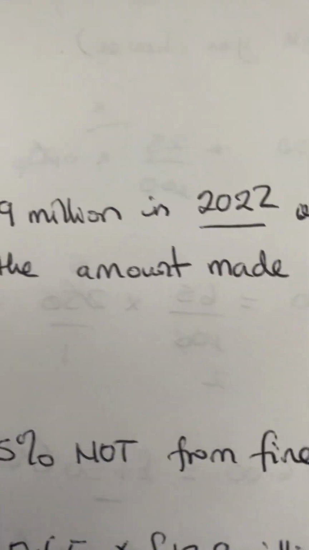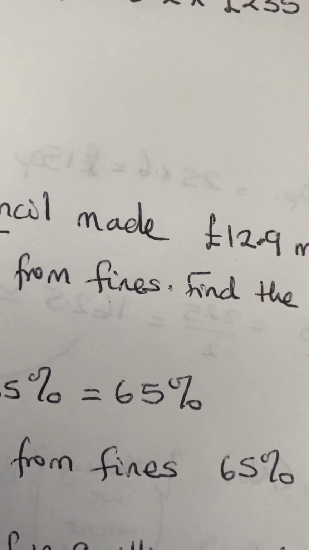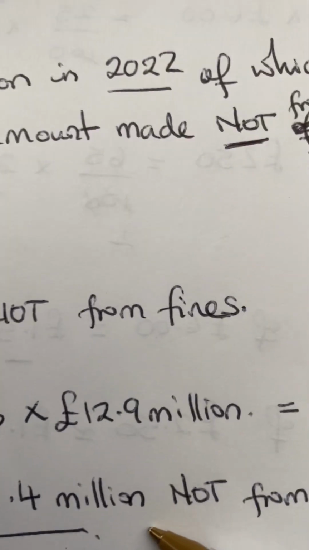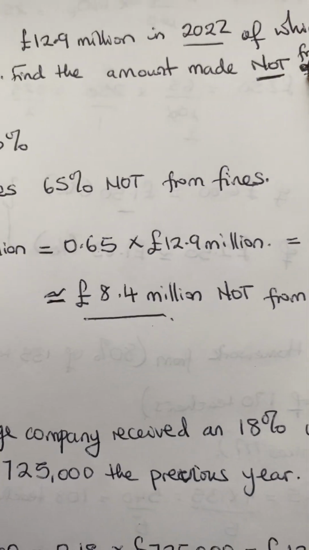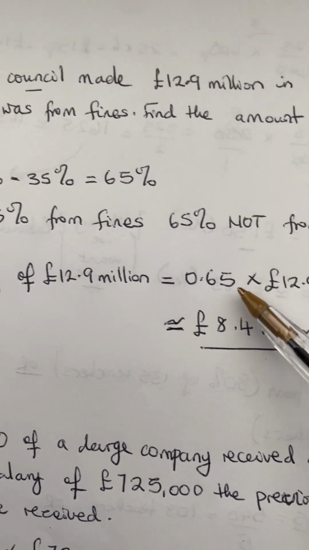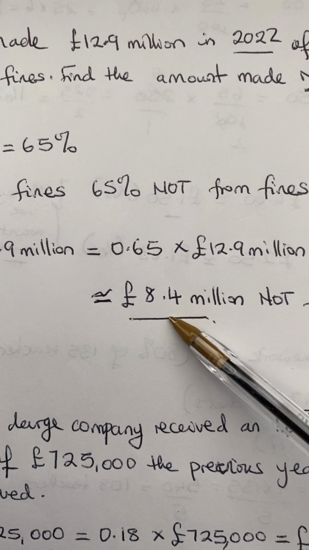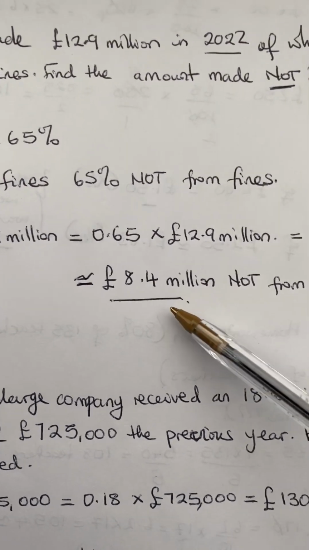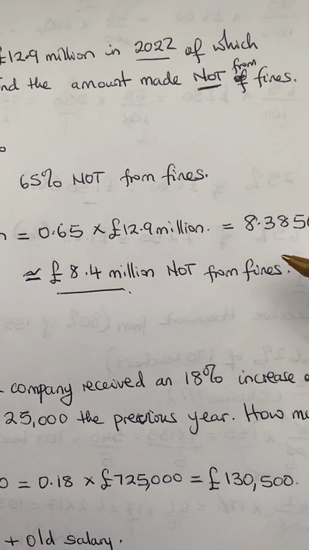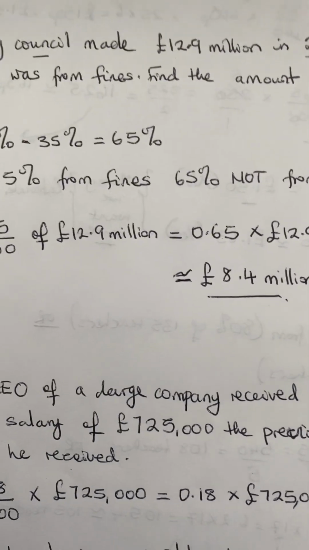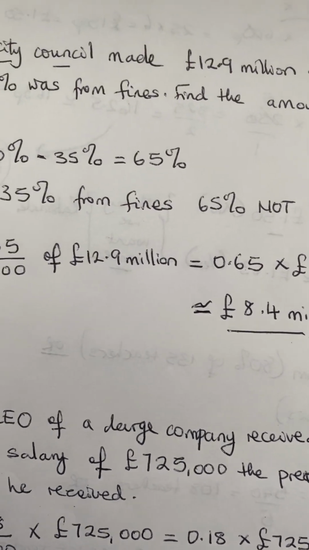This question is straightforward. It's not asking you to find anything else. So just do the question as it is asking you to, and then move on. So the amount they collected not from fines is 8.4 million. The rest, if you find the difference, will be the amount from fines. So these are some of the types of percentage questions you might be getting.